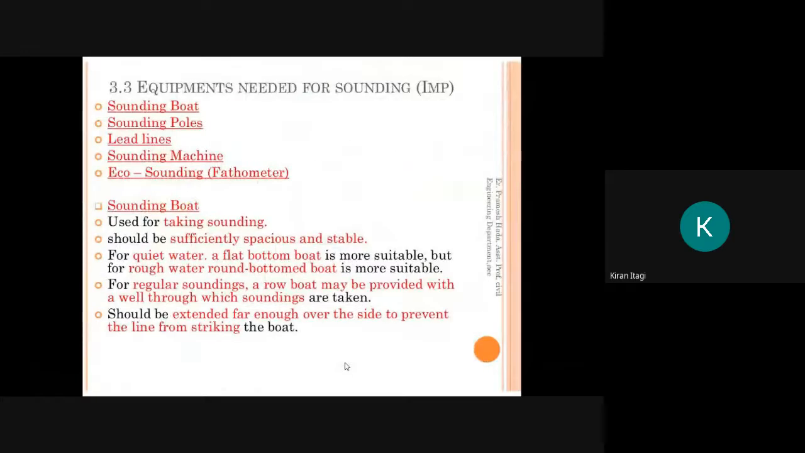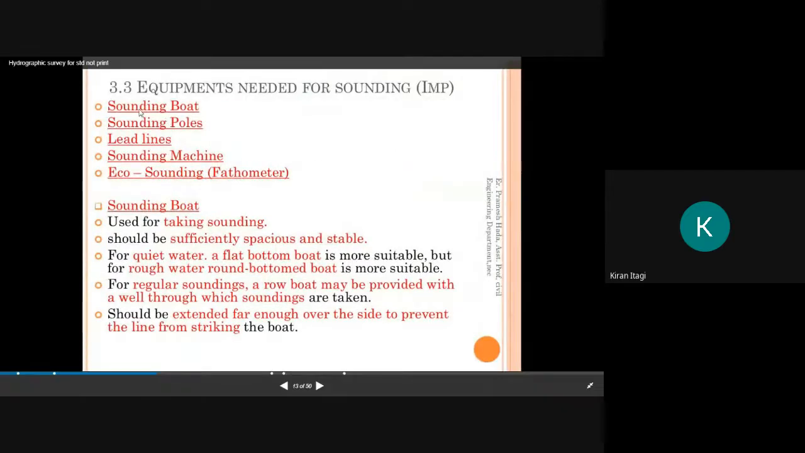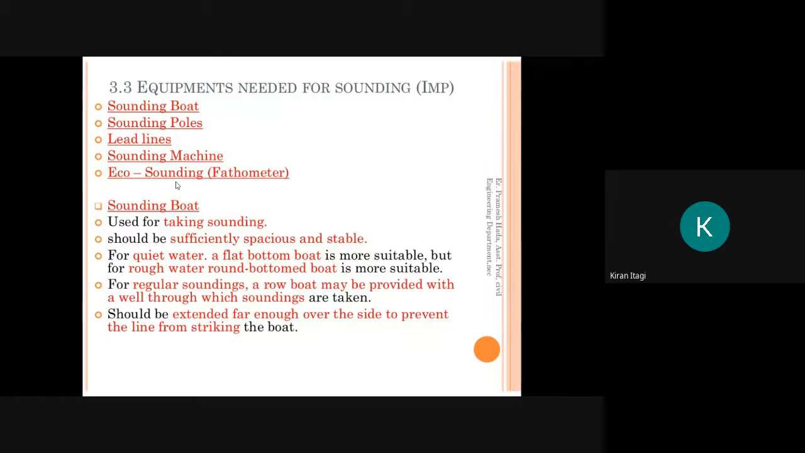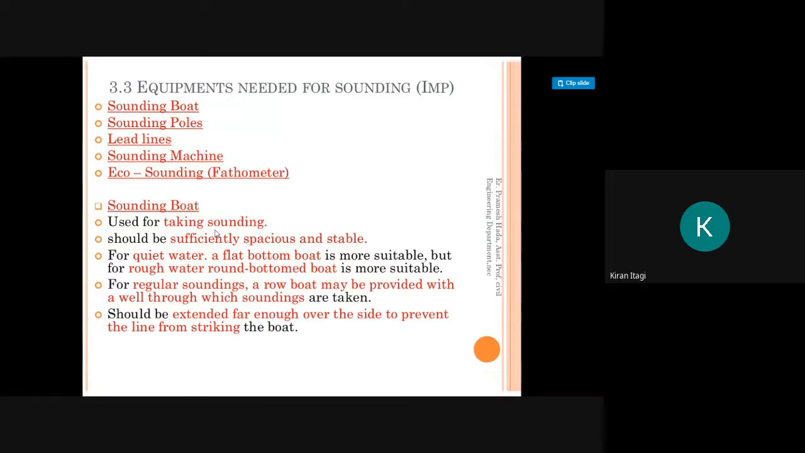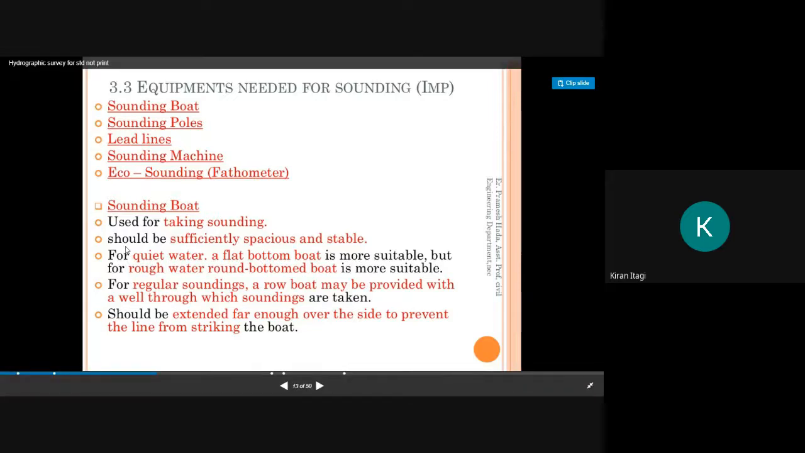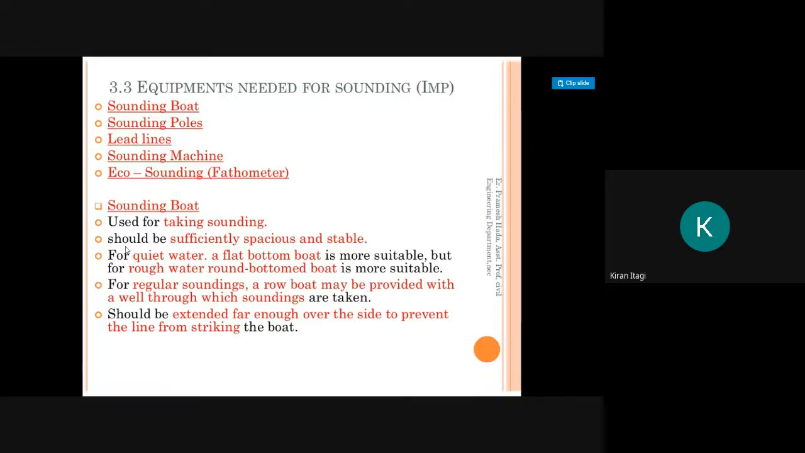The equipment needed for sounding is the sounding board, sounding pole, lead line, sounding machine, and echo sounder. The echo sounder is nothing but a bathymeter, which is an indirect method. The others are direct methods. The first one we will go for is the echo sounder, used for taking soundings. We emit waves, and they hit the bottom and come back. Speed equals distance traveled by time taken. We know the speed and the time, so we determine the depth.